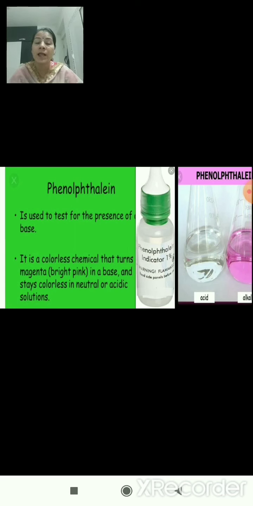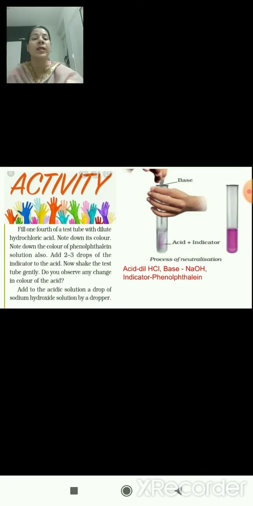In the acidic beaker, if the phenolphthalein indicator is added, it is not showing any change in color, whereas in the other beaker where a base is there, if we add a few drops of phenolphthalein indicator, it will turn pink in color. Now there is one activity children which is based on this phenolphthalein indicator and which will explain to you about neutralization reaction.